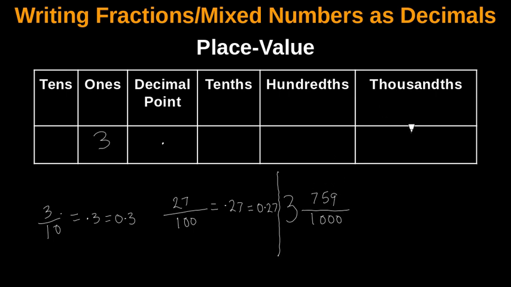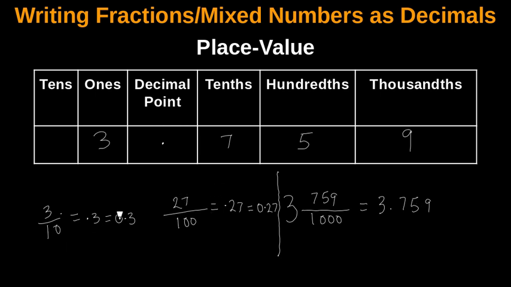So we fix 9 here, and then we work backwards. The digit before 9 is 5. We fix it here. The digit before 5 is 7. We fix it here. And that is our decimal. 3 whole numbers, 759 over 1,000 as a decimal will give you 3.759.